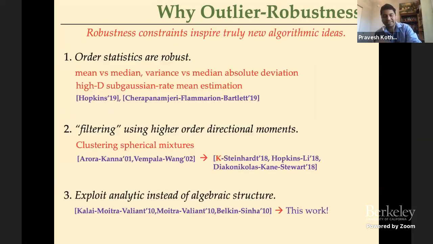But I don't want to justify robust estimation just by the intrinsic motivations of designing robust algorithms. Instead, I want to sketch an argument for why you should care about this problem, even if you were just an algorithm designer who didn't care so much about robust estimation. The argument is that, just like any other measure of goodness of algorithms, like approximation ratios, running times, space complexity, whatever, outlier robustness is a property that inspires truly new algorithmic ideas, which presumably as a theorist is all you care about.